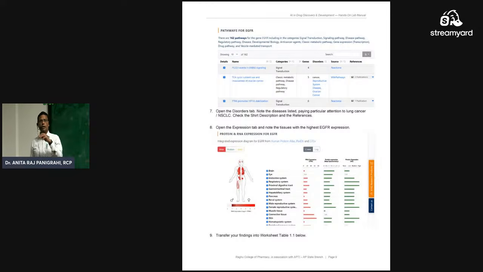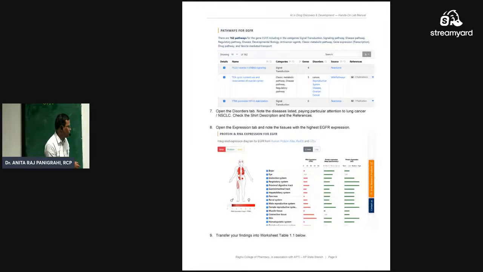Early career researchers most of the time say, oh, I want to be 90% perfect. But when you go for 90% perfect, you actually don't get any result out of it. Then, madam, transfer your findings into workshop table point 1.1 below. Go down, madam.